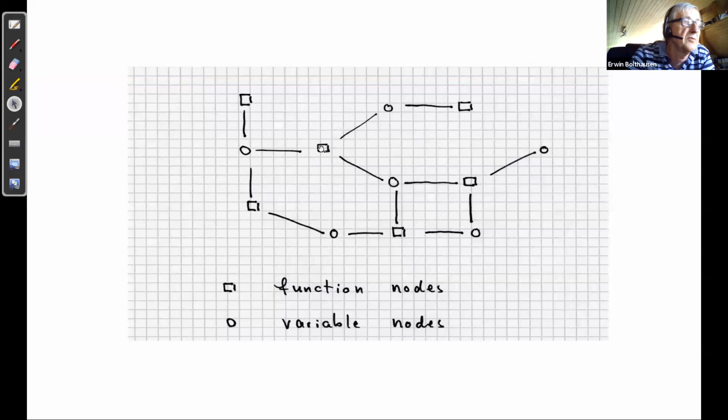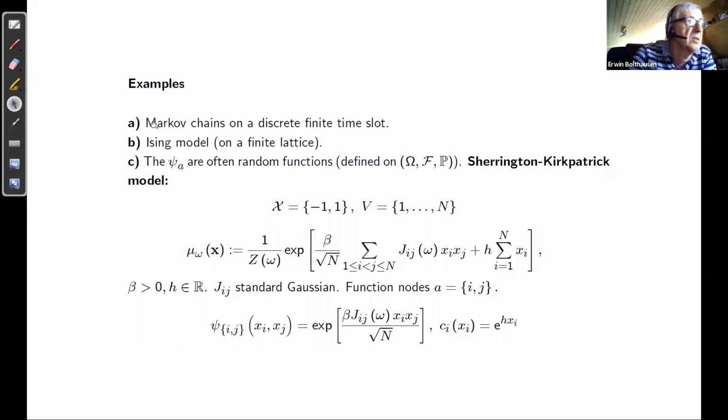And you see, I have a bipartite structure here. For instance, if you take this function node, it means that the corresponding function acts on these 3 variables. And here you have just one function node attached to one variable, so just one function acting on this variable. Then you take the product of everything and normalize it. So that's a measure here, and it is just a convenient graphical representation.